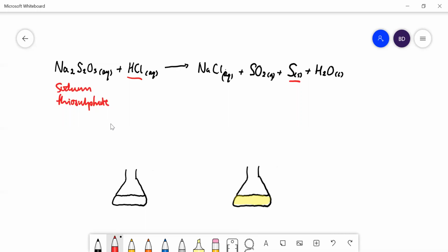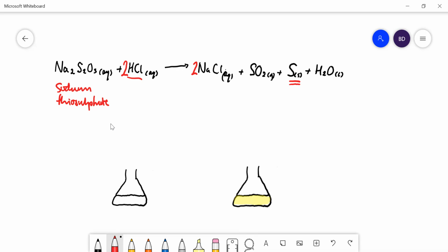So you've got two sodiums on the left, so I'm going to have to put a 2 in front of the NaCl, and that means we're going to need two chlorines there, so I need 2 in front of the HCl, and then everything else is balanced, so you check. Right, so the reason why this reaction is quite easy to follow, the course of it, is because it produces sulfur, that's a solid, and it makes it go cloudy.